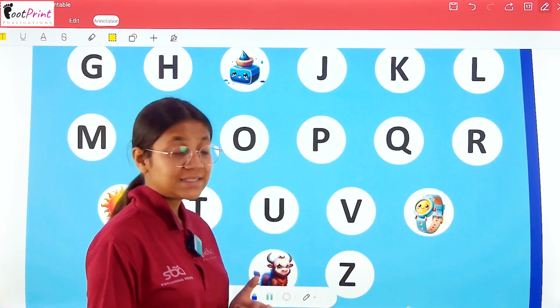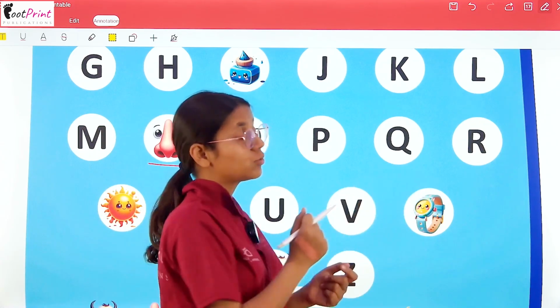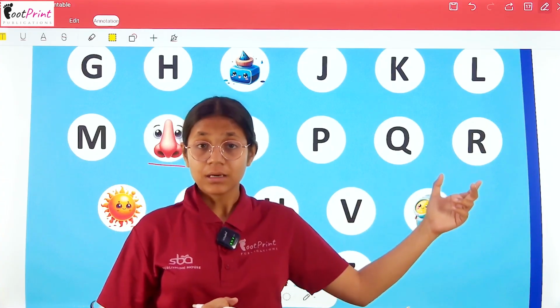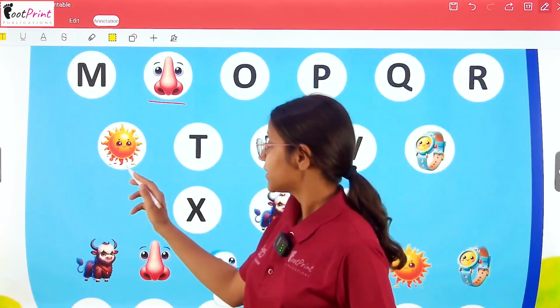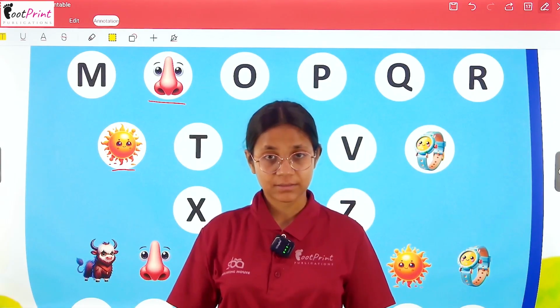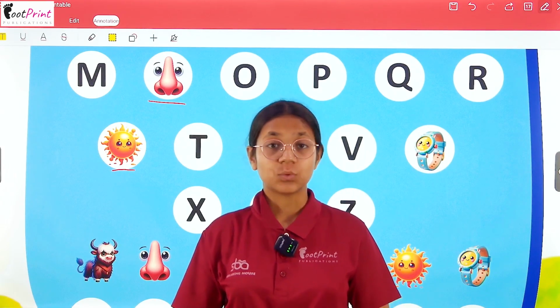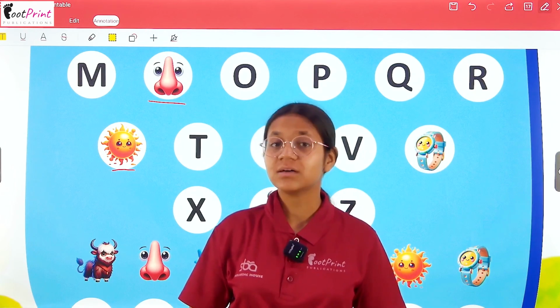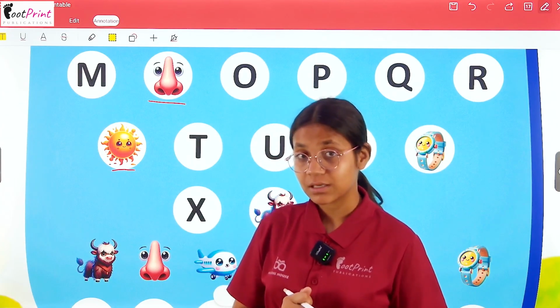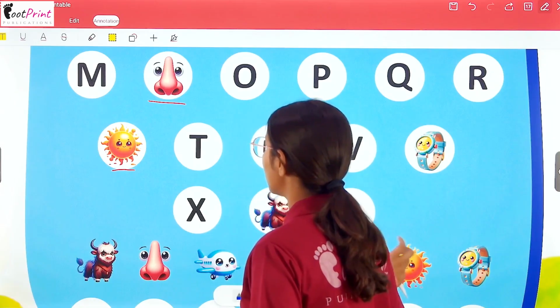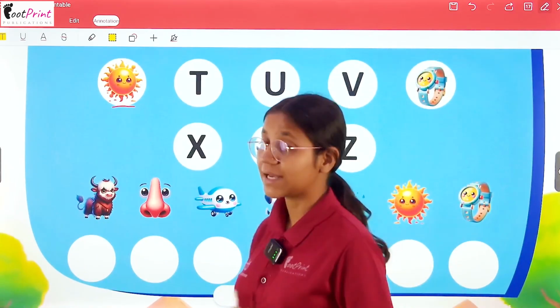P says parrot. Q says queen. R says rabbit. Now what is this picture? This is the picture of a sun. So sun. The word sun starts with the letter S. So this is S for sun. S says sun. Now T says tiger.